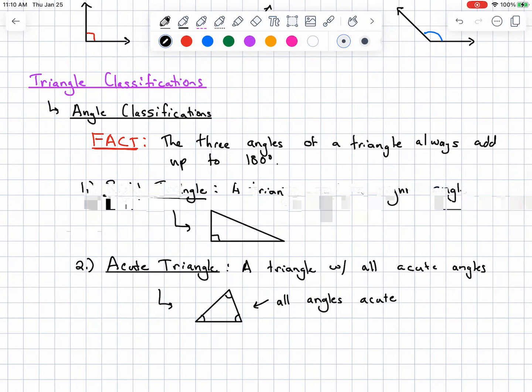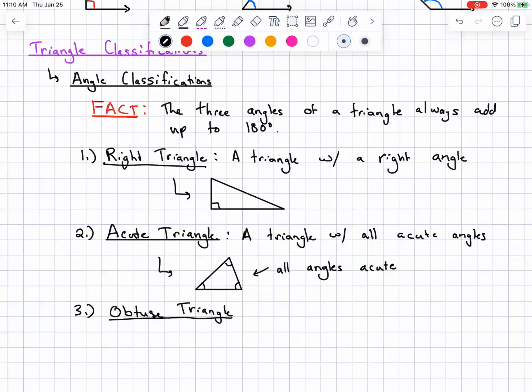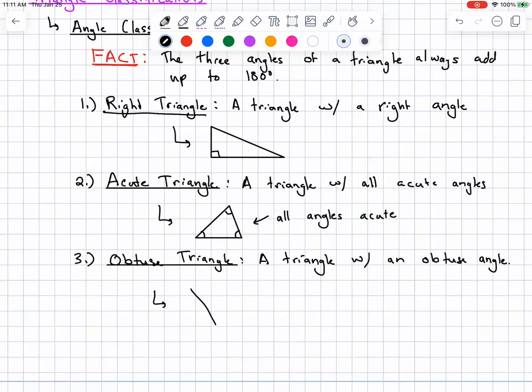And the last one, 3, is the obtuse triangle. Which is a triangle with an obtuse angle. And just like with right triangles, you can't have more than one obtuse angle because if you did, you'd be adding up to more than 180 degrees. So they typically look something along these lines.